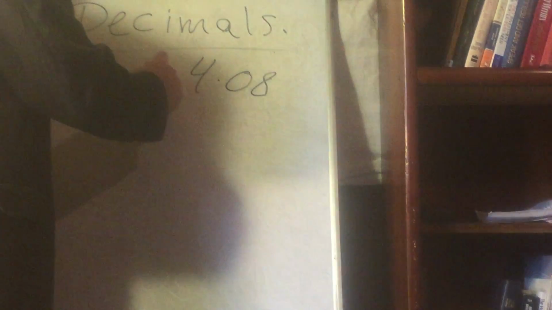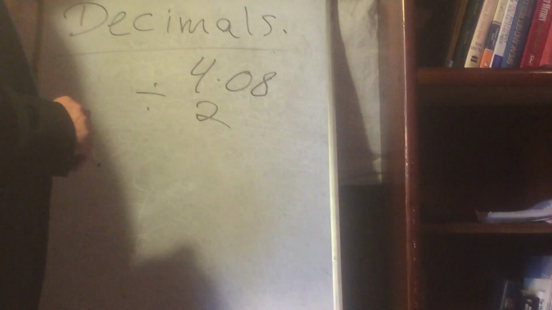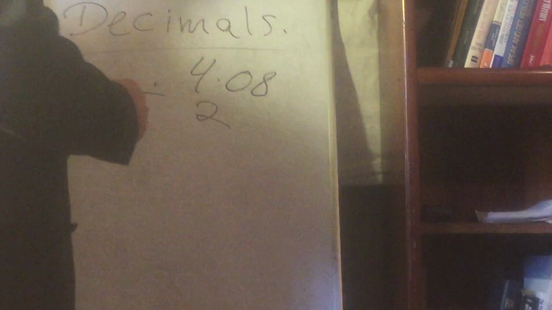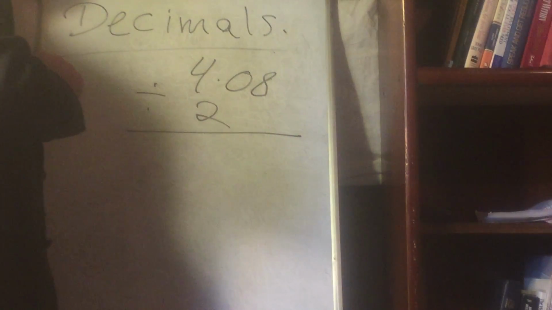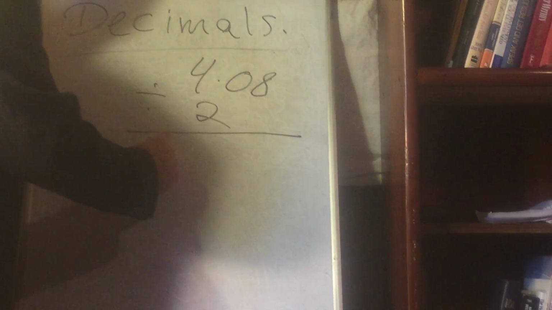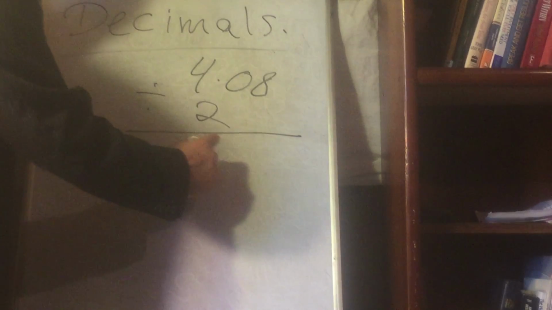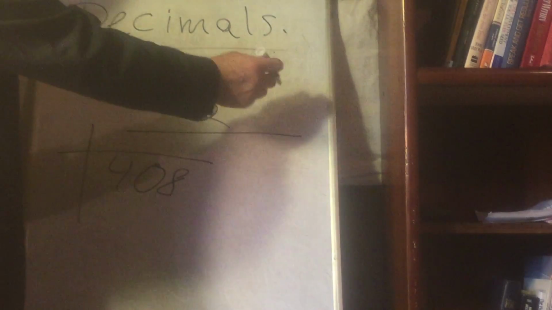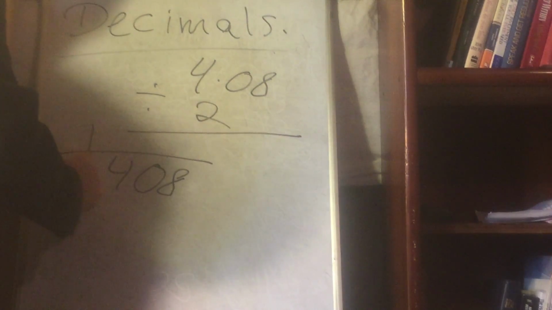Okay, let's do division of decimals. We were saying, 4.08 divided by 2. That's an example. 4.08 divided by 2. Okay, so ignore the decimal point for a second. So 408 is the number after we ignore the decimal point, divide by 2.